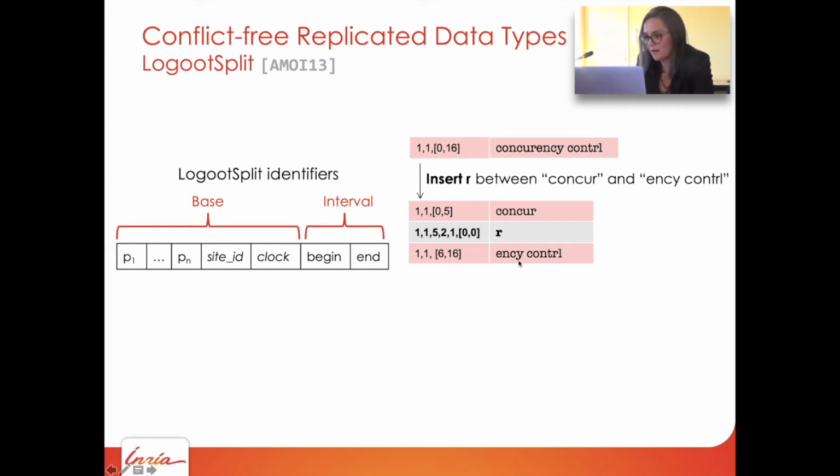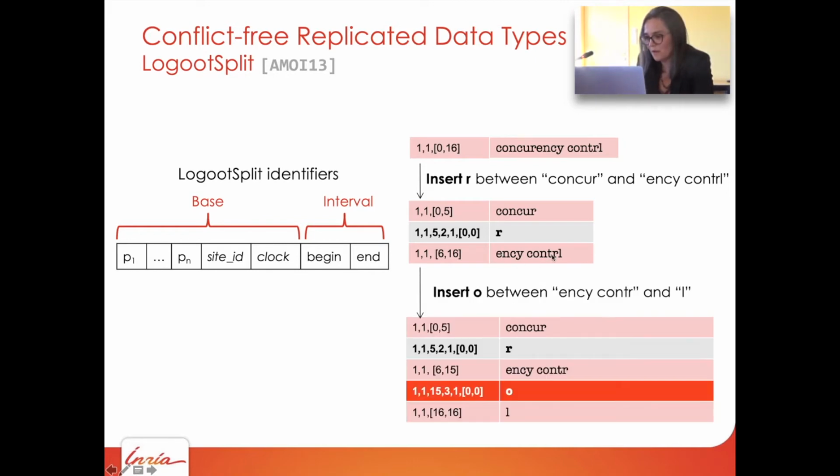The same thing happens when we insert an O here. We again need to split this block into two, and we do so similarly. We split the block into two, and we generate another block for O, the string that we inserted, which has a new identifier.